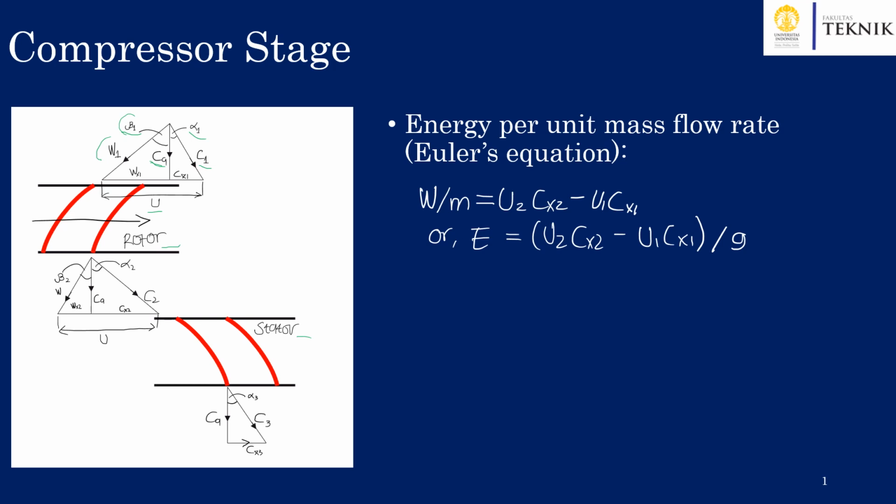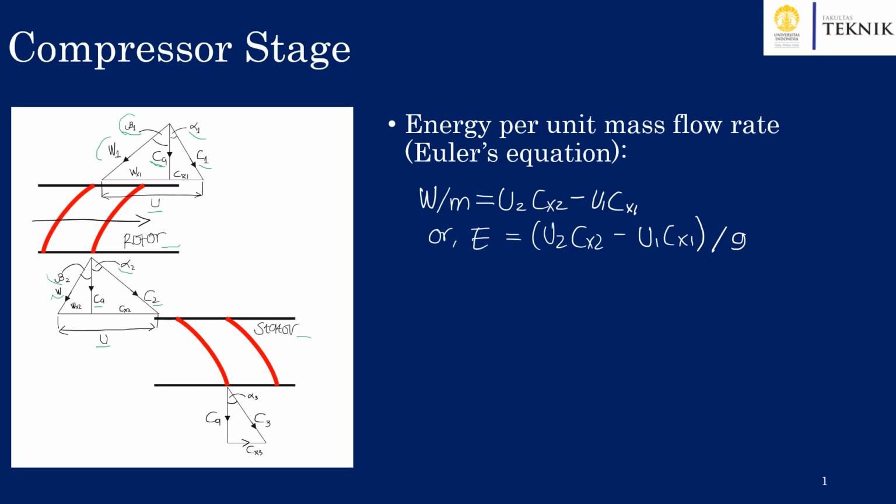And then the air moves through the rotor blades and enters the stator at the absolute velocity C2 after leaving the rotor blade. Here, we have the identical value of tangential velocity U and axial velocity CA. We can perform the analysis to get the relative velocity W2 at the outlet of the rotor, with the relative flow angle of beta 2 and absolute flow angle of alpha 2.